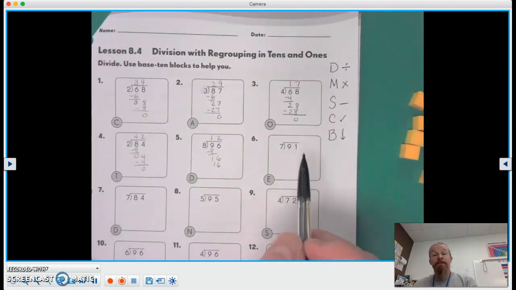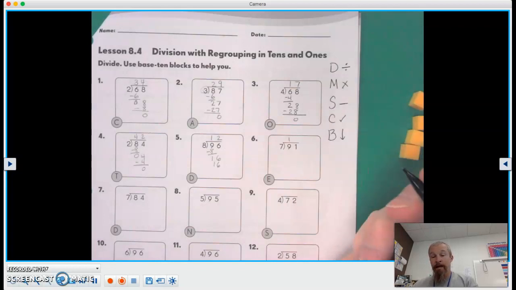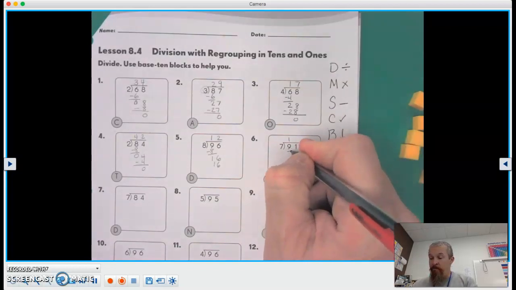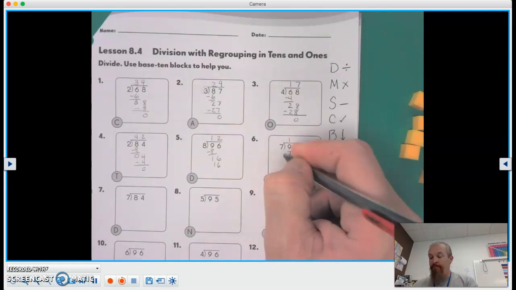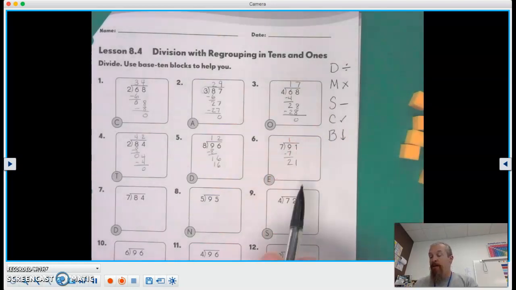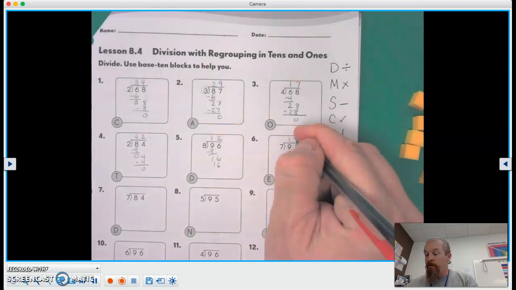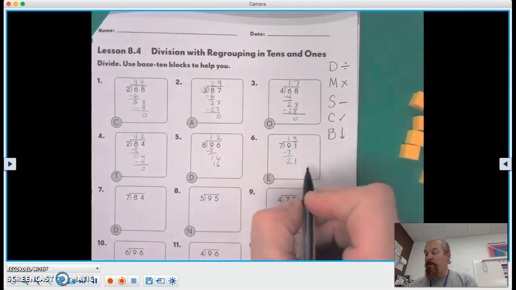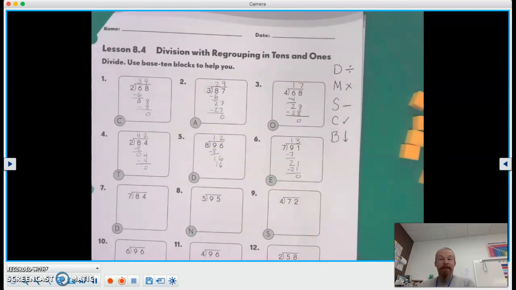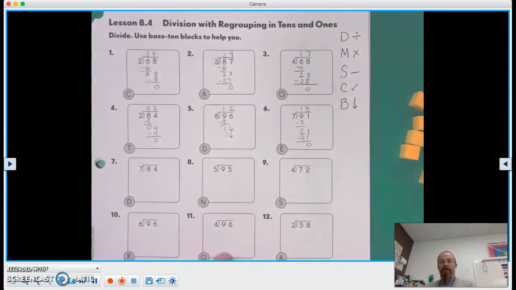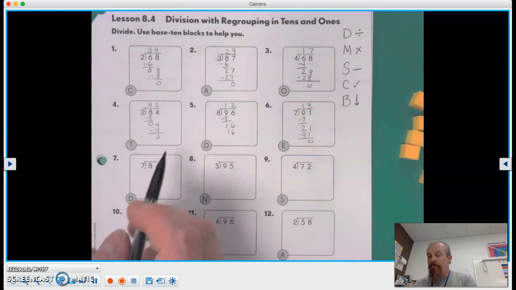7 goes into 9 1 time. Now we multiply. Subtract. Check it. Bring down. How many times does 7 go into 21? 3 times. Very good. 7 times 3 is 21. Subtract, check it, nothing to bring down. All right. So far, so good here, guys. You're doing great.